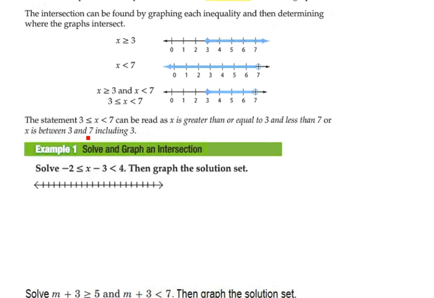Again, make sure that we understand how to read this. We start with the middle. We realize that that does say greater than or equal to 3 and less than 7. Okay, so with all of that in mind, we're going to look at example 1.